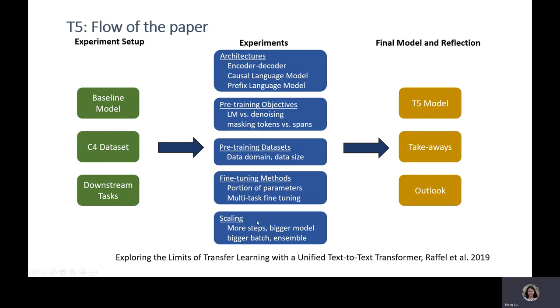And for scaling, they tried to answer the question: when you are given more computation power, what should you use it for? Should you train your model for more steps? Should you train a bigger model on bigger batches, or train an ensemble of multiple models? And at the end, they proposed their final model based on the combination of the best design choices they found in their experiments. And they concluded with some key takeaways and an outlook for future research directions.